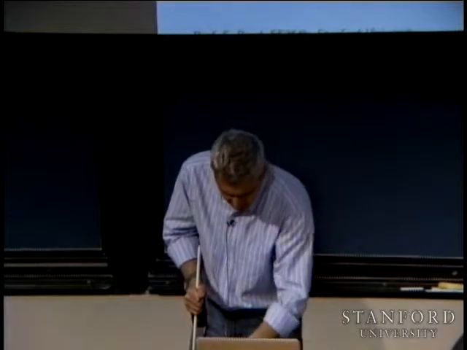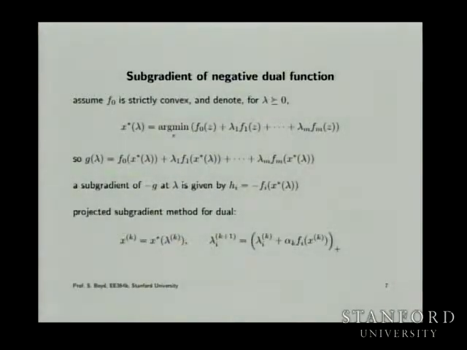Okay. So let's work out the subgradient of the negative dual function. It's actually quite cool. Let X star of lambda be this: it's the argmin of the Lagrangian. So this is exactly what we were just talking about. And here's the big sledgehammer assumption: F0 is strictly convex.